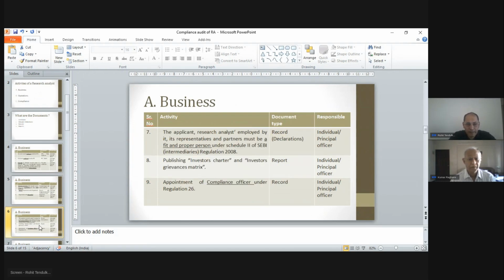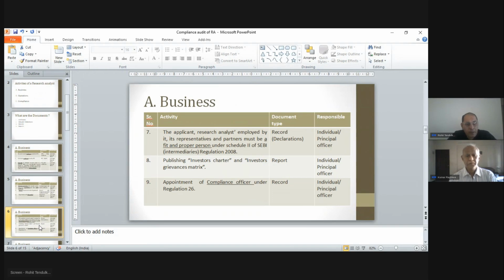Point number 7, the applicant research analyst, its employees, representatives and partners must be fit and proper persons under Schedule 2 of the SEBI Intermediaries Regulations 2008. Whenever you employ any person, you must collect a declaration from the employee that he complies with the fit and proper person criteria under Schedule 2 of the SEBI Intermediaries Regulations 2008. The responsibility of collecting this declaration is on the individual or the principal officer in the case of non-individual. I hope you got this point clear.